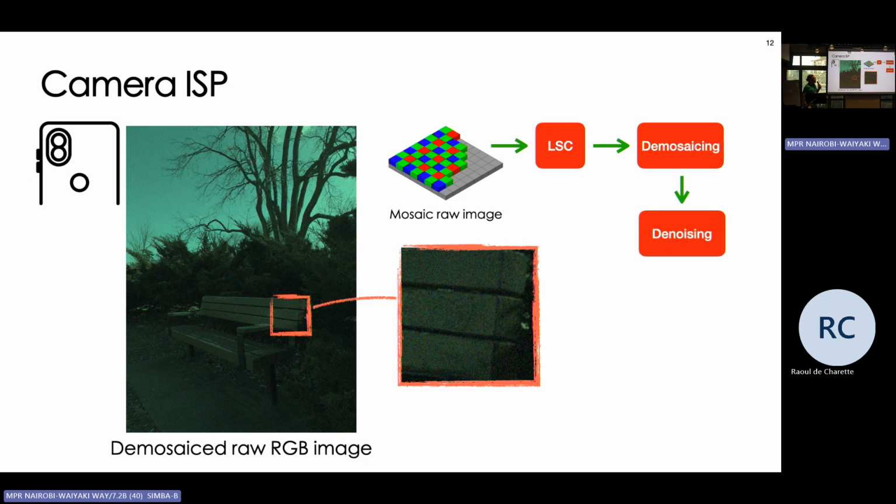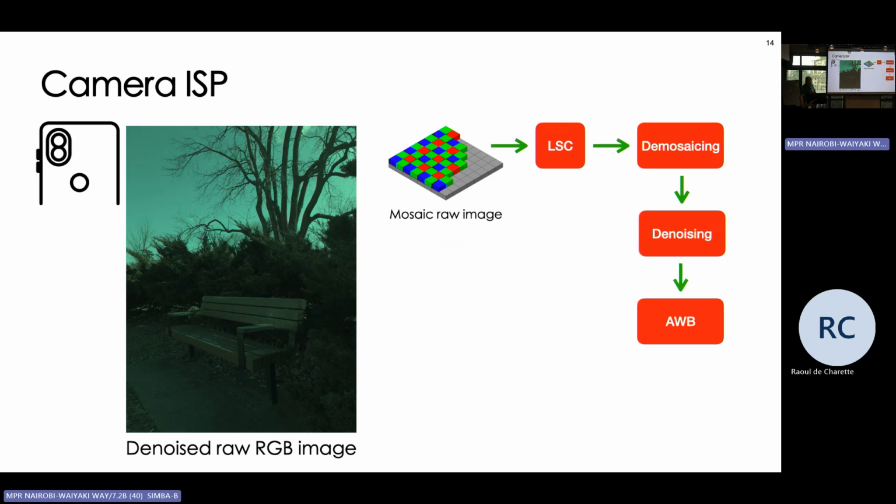Then we have denoising. If we have a closer look, we will see a lot of unwanted variations in brightness and colors in the image, and that's what we call noise. So the goal is trying to remove that noise. We can implement it in a very simple way, like using a median filter, and we can go up to deep neural network approaches, where we have a deep network that denoises the image. So we remove the noise, and we have the denoised raw RGB image.